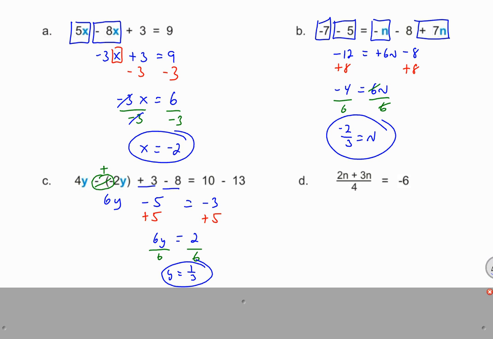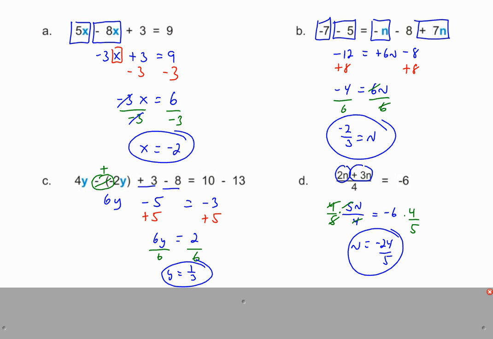But the way I would do it is, I would first add the like terms. So 2n and 3n is 5n. That's over the 4 equals the -6. And now you can see all we need to do is multiply both sides by the reciprocal, right? Multiply the left by 4/5 to isolate the variable. Multiply the right by 4/5 to isolate the variable. We end up with n equals -24/5.